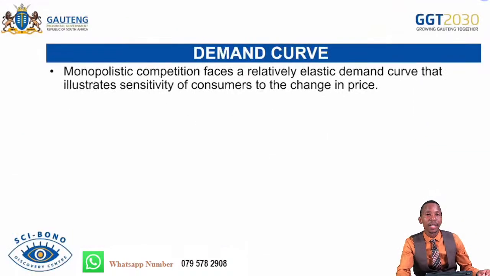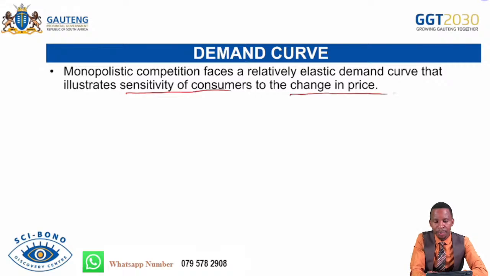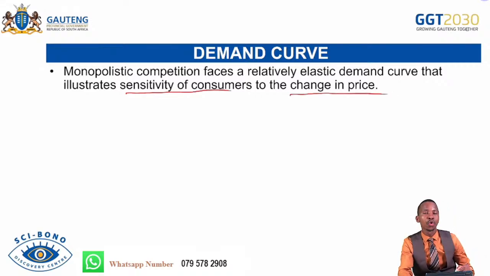The demand curve. The monopolistic demand curve is downward sloping like in all other imperfect market structures. But the main difference here is that the monopolistic demand curve is downward sloping but relatively elastic. It slopes downward from the top left to the bottom right. So monopolistic competition faces a relatively elastic demand curve that illustrates the sensitivity of consumers to a change in price. If ever there is a change in price, consumers are very quick to react in the quantity demanded. They demand either more or less depending on the price.